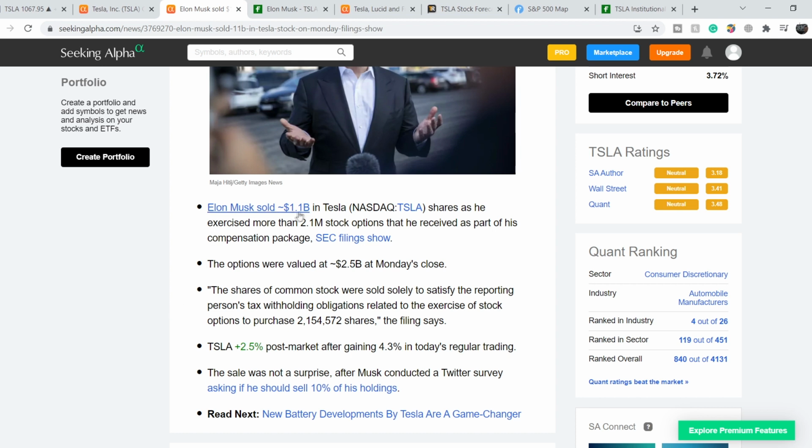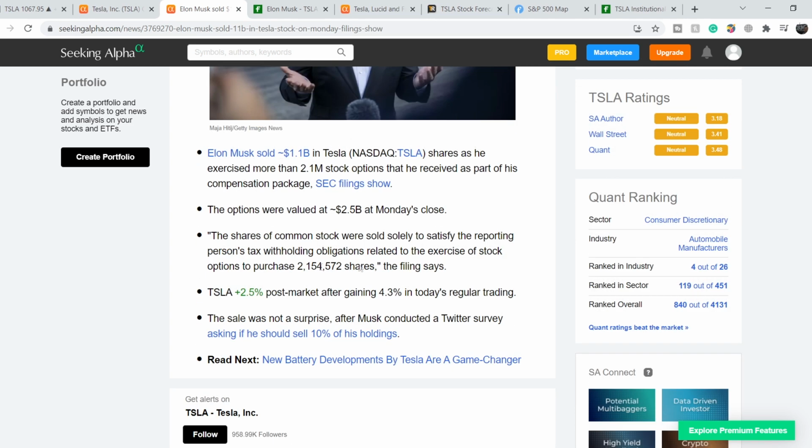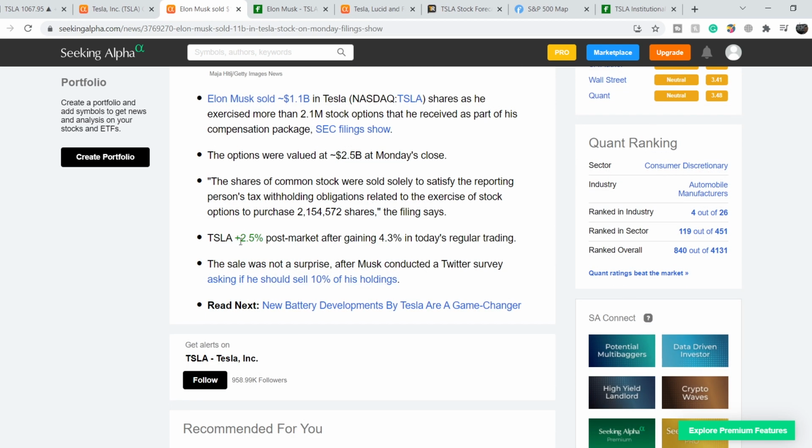Elon Musk sold roughly $1.1 billion in Tesla shares as he exercised more than 2.1 million stock options that he received as part of his compensation package. The options were valued at roughly $2.5 billion at Monday's close. The shares of common stock were sold solely to satisfy the reporting person's tax withholding obligations related to the exercise of stock options to purchase 2,154,562 shares, the filing says. Tesla was up 2.5% post-market after gaining 4.3% in today's regular trading.